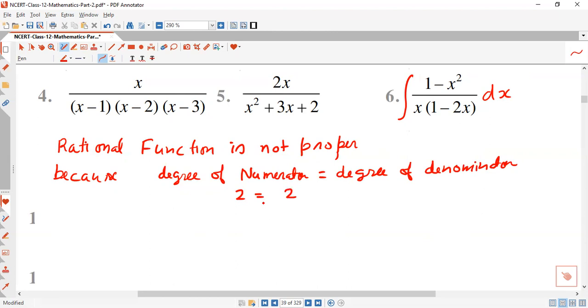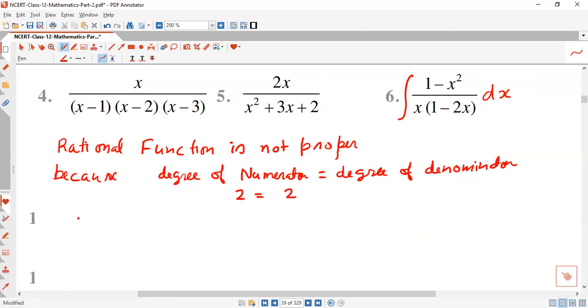Since this is not a proper rational function, we can't do the partial fraction. We can do the partial fraction only for a proper rational function. So first of all, I have to make it a proper rational function, so I will use long division. So first of all, you have to divide this one.